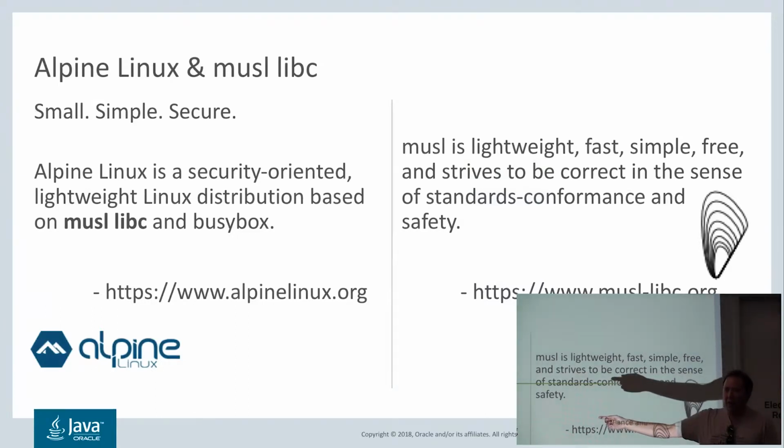And the musl C library, normally if you download Linux, in the 99% case, you'll get the GNU C library, which is powerful, let's say, contains a lot of great stuff. It's also large-ish at this point. So it contains more than is needed to run Java, for example. Musl prides itself on being lightweight, fast, simple, free, and correct.